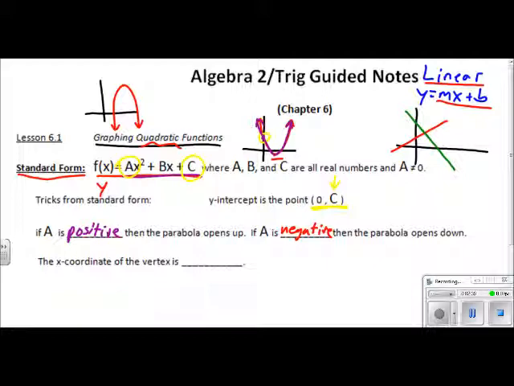The x-coordinate of the vertex, so this spot here, the very corner where it looks like everything is stemming from, that's called the vertex. And the x-coordinate of that vertex is going to be negative b over 2a. So when we're given b and we're given a, we know that negative b over 2a gives us the x-coordinate, the sideways plot of that vertex. To find the y-coordinate, we'd have to plug our x-coordinate back into the function to find what the y-coordinate is.